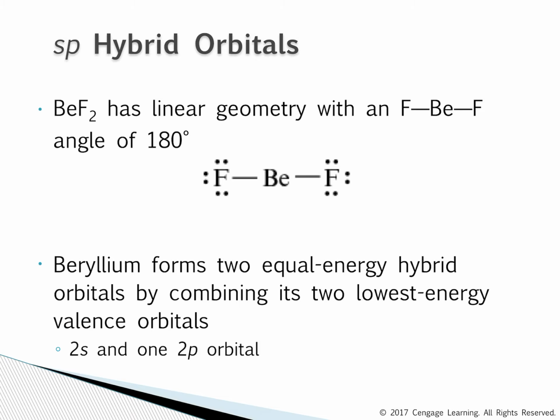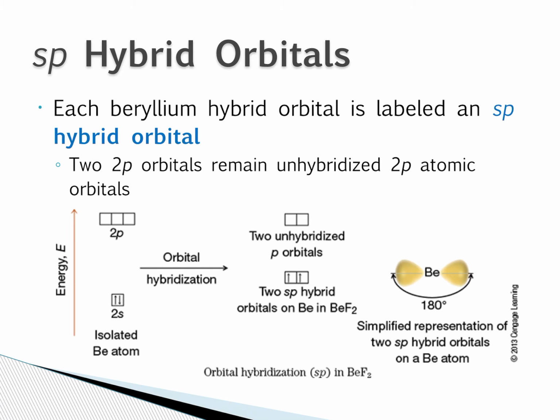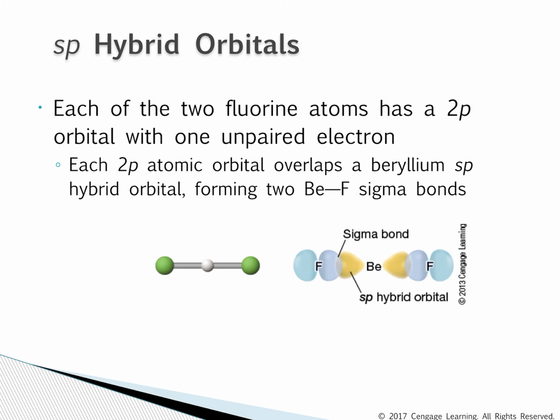Now fluorine can come in, in BF2, and overlap with its p orbital to form those single bonds. So the sp has a linear shape.